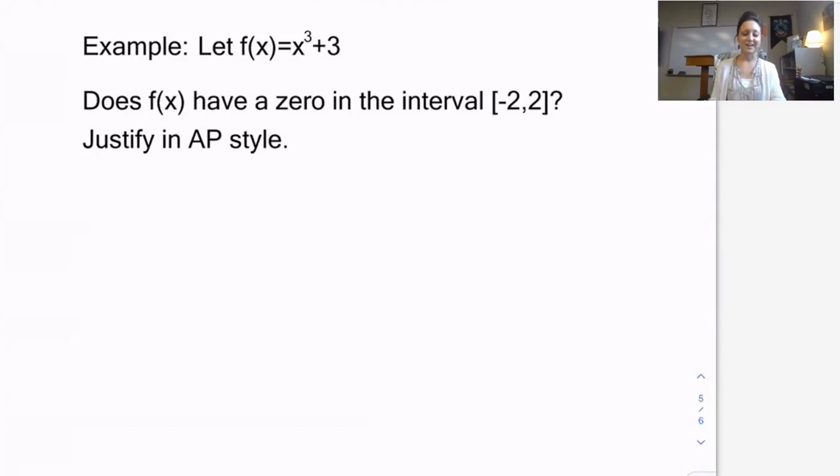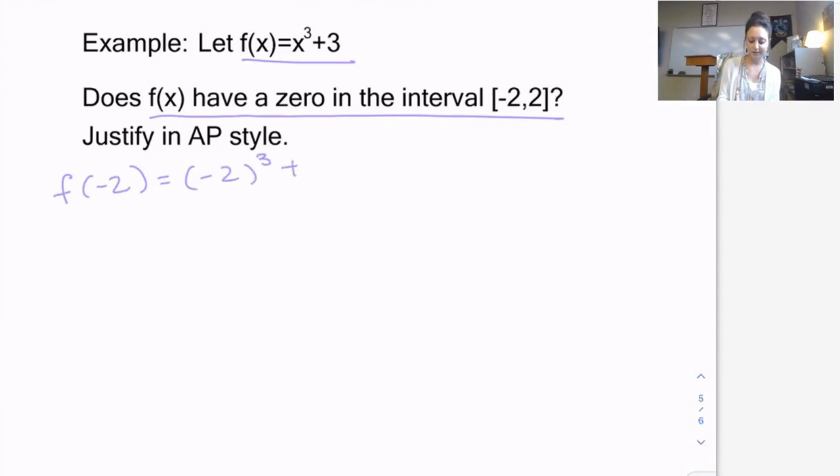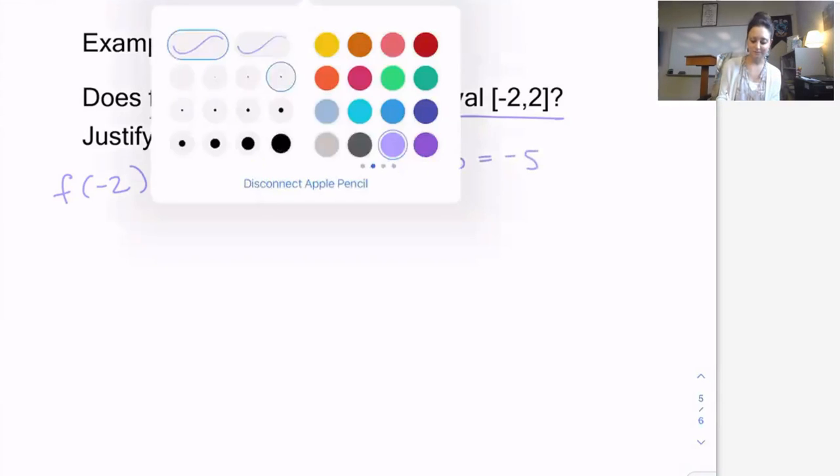All right, so I'm going to force pause on your screen. Go ahead and write f of x. And then we want, does f have a 0 in that given interval? All right, so we want to justify in AP style. And remember, a 0 is when y is 0. Okay, so I'm going to find f of negative 2. So f of negative 2 is negative 2 cubed plus 3. So negative 8 plus 3, which is negative 5.